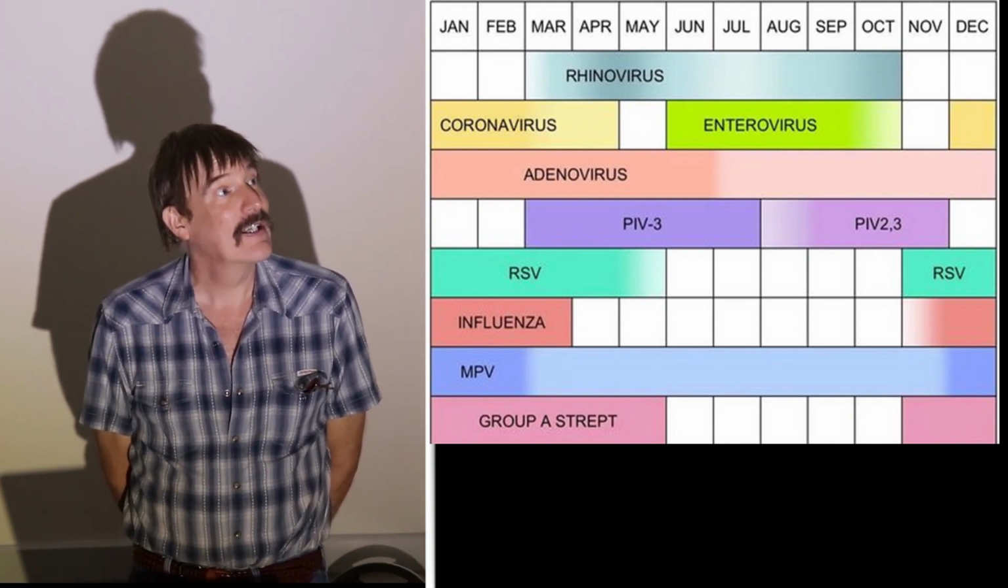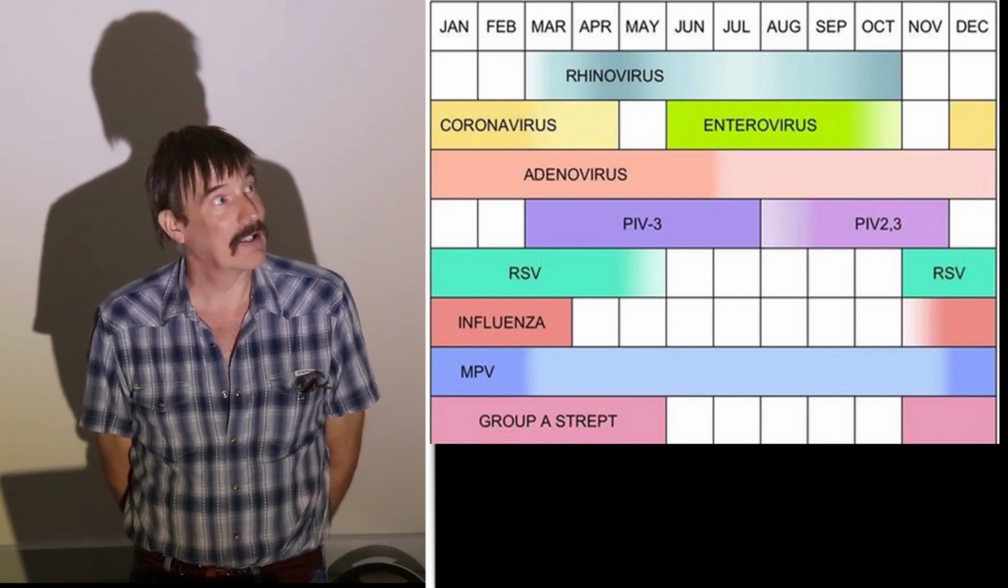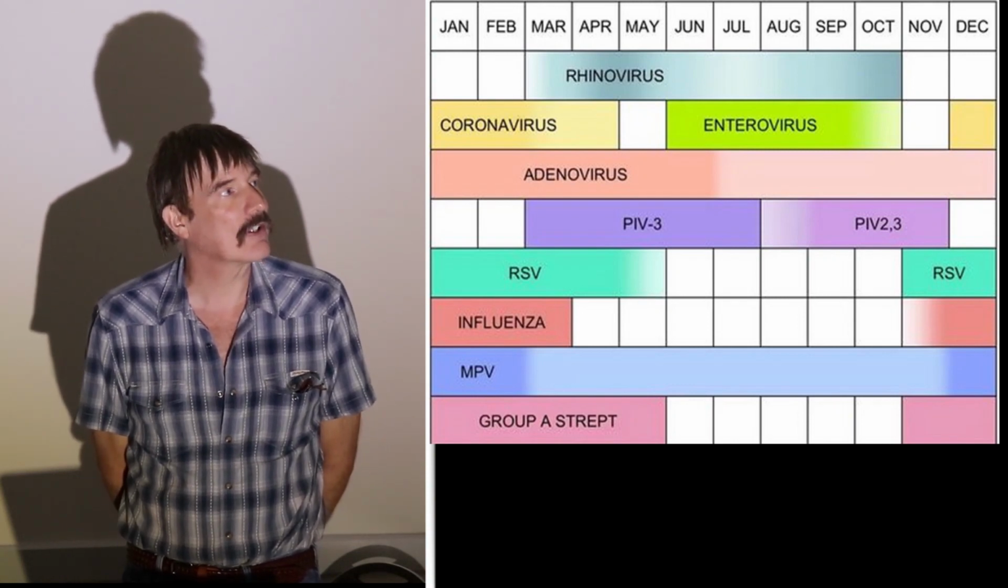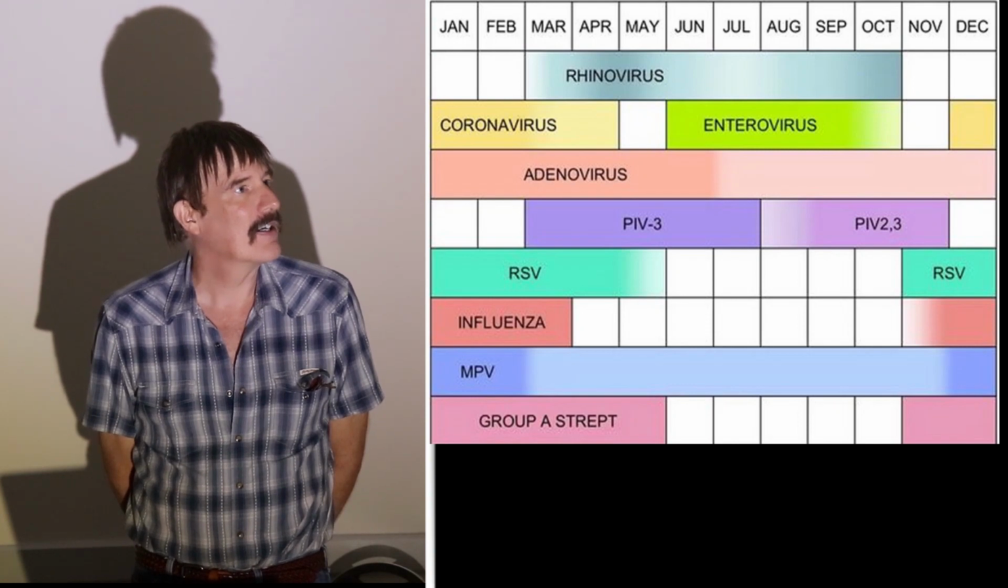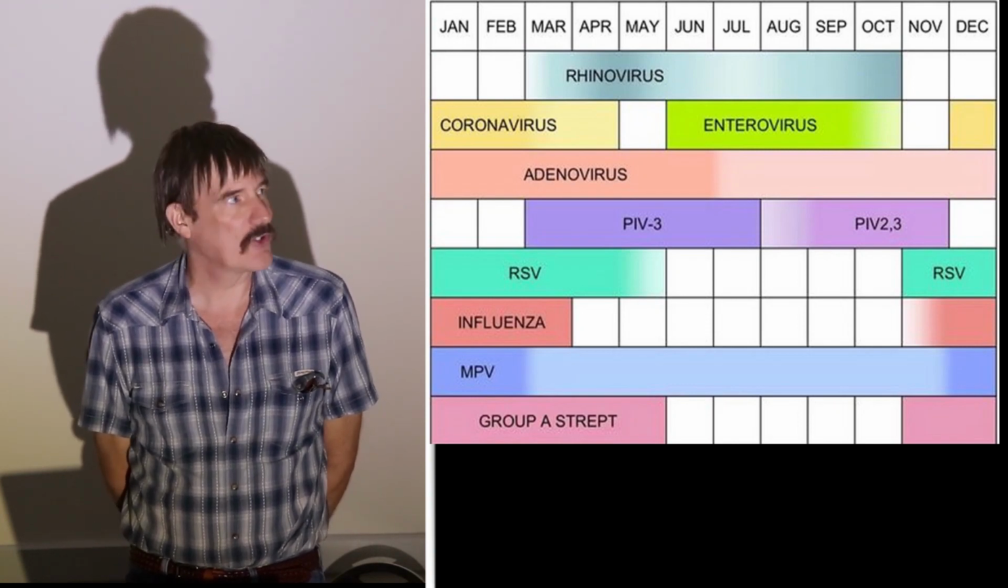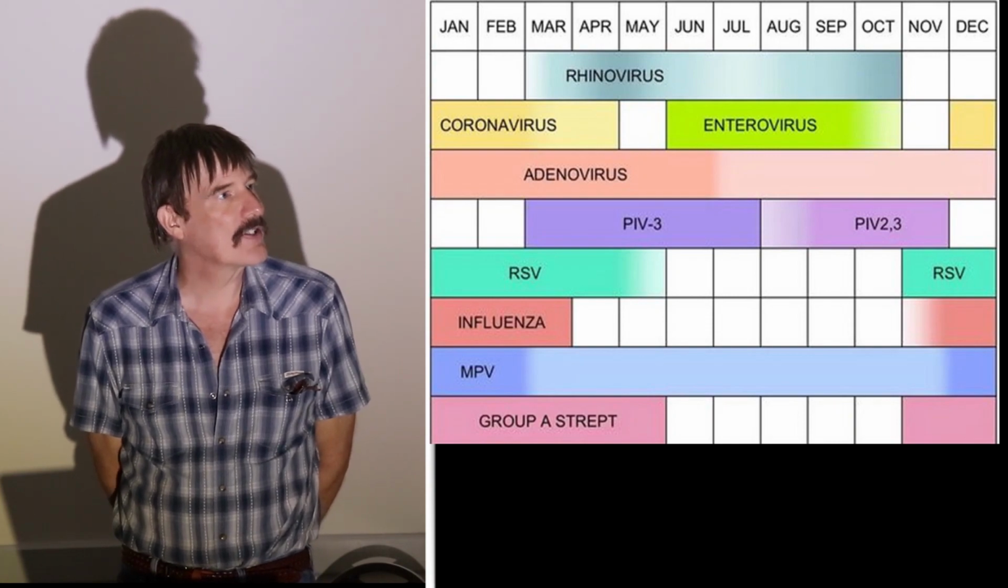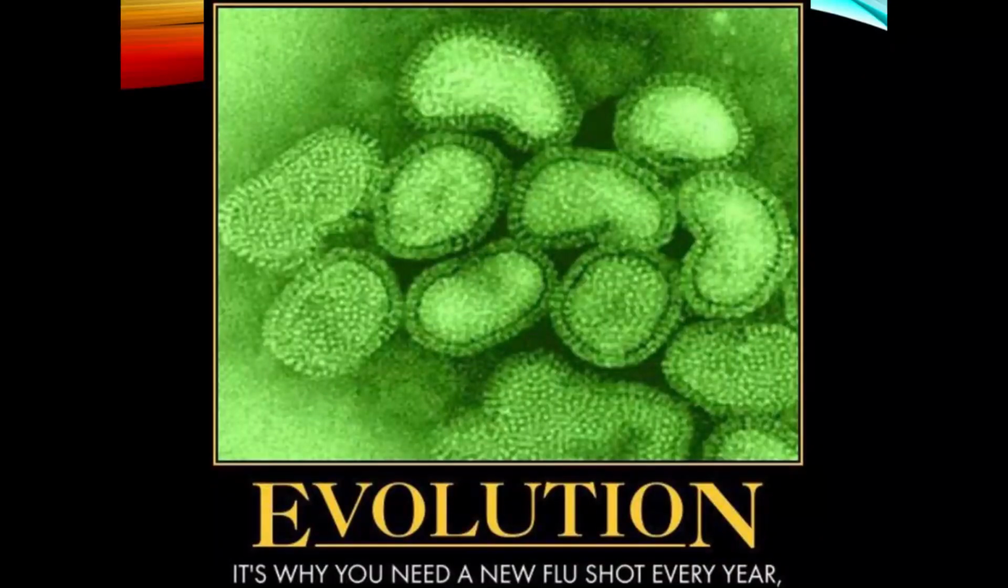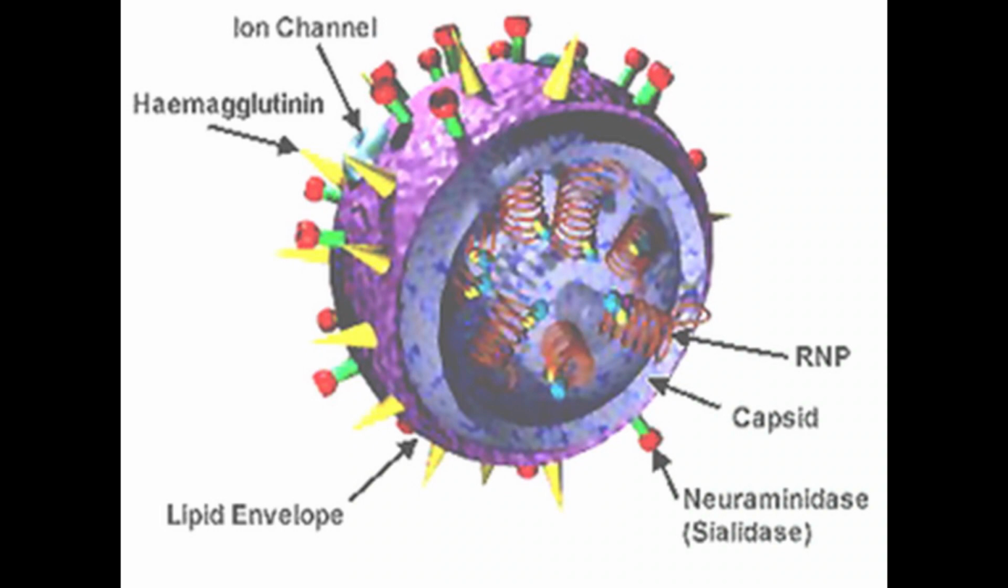PIV is parainfluenza. Those are actually enveloped viruses, but they're hardier for some reason or another. RSV is not enveloped. RSV is respiratory syncytial virus. Influenza is seasonal because it also is enveloped. So anyways, if you want to get a quick lesson in evolution, you just have to look at viruses for sure. This is the flu virus. We'll start out with the flu virus, okay?